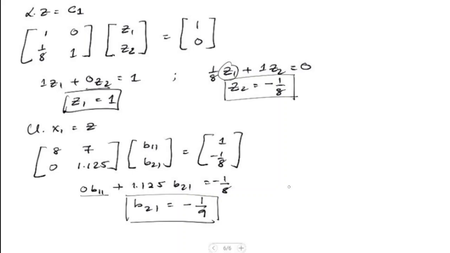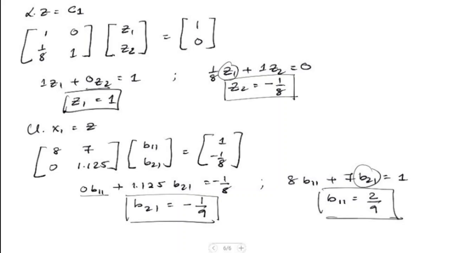And then we have the second equation, which is 8 times b11 plus 7 times b21 is equal to 1. So now if you replace the value for b21 with minus 1 over 9, you will get the value for b11 to be equal to 2 over 9. Next, we got the values for the first column of the inverse of A, and now we have to find the second column of the inverse of A using the same process that we just did.